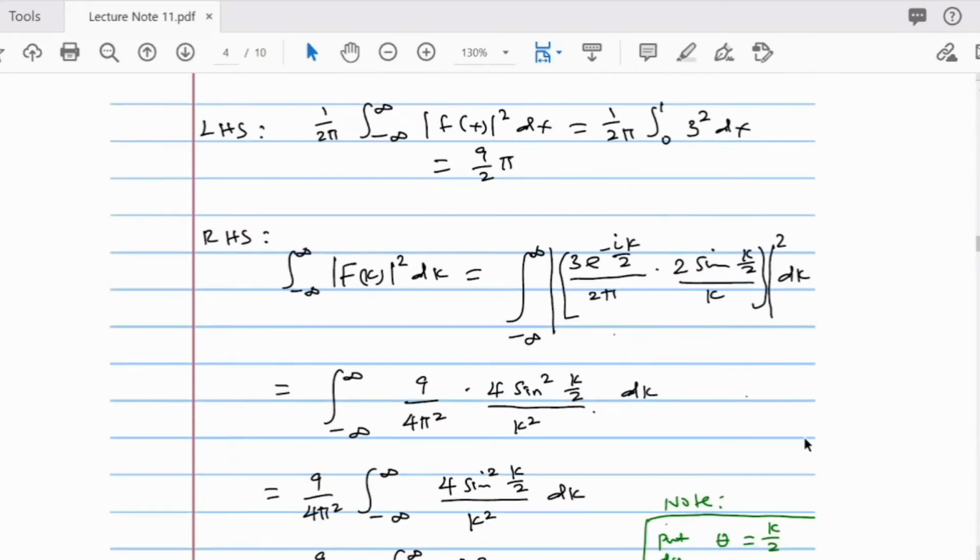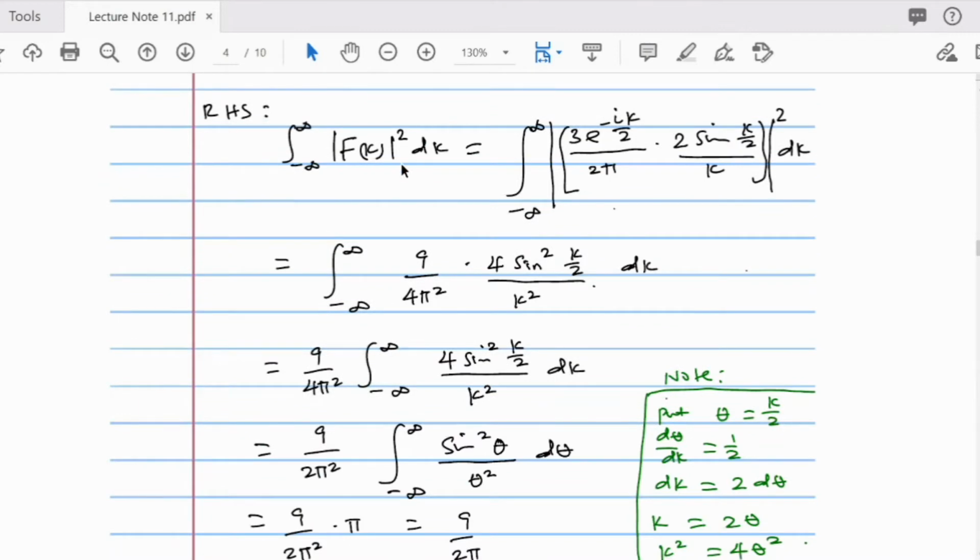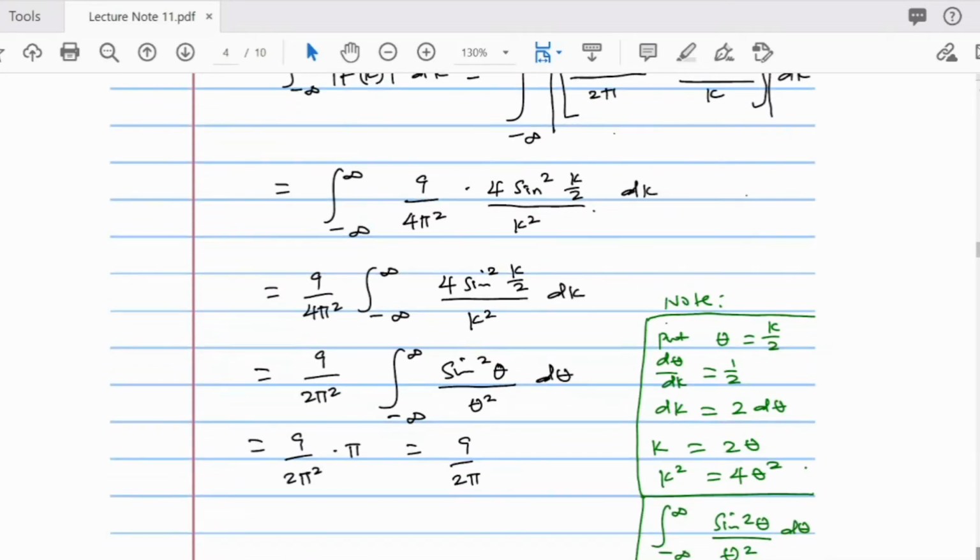So you are integrating with respect to k, because the formula says so. 9 over 4 pi is a constant, take it out. Then you are integrating this. But you are integrating with respect to k, unlike the one with respect to x. So you must try to change your variable a bit.